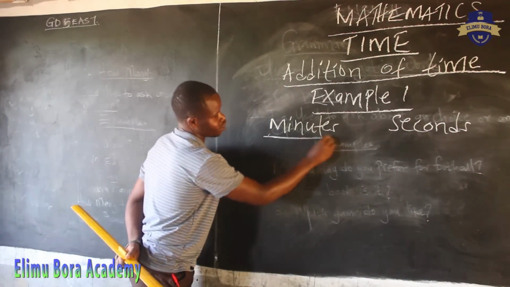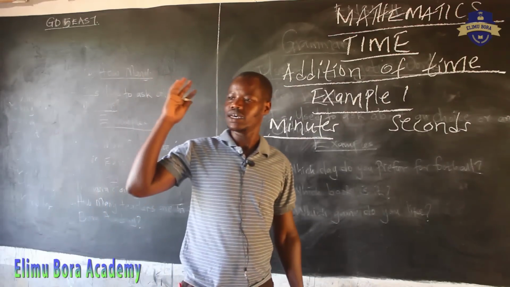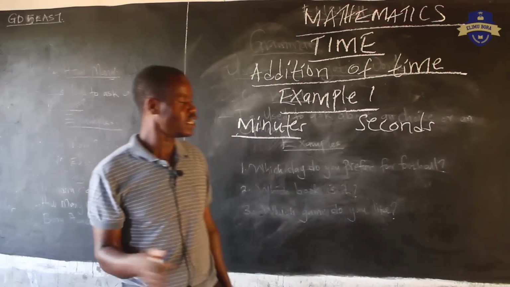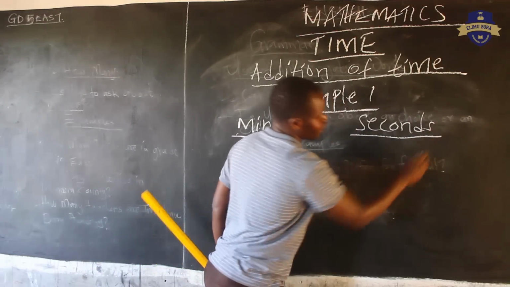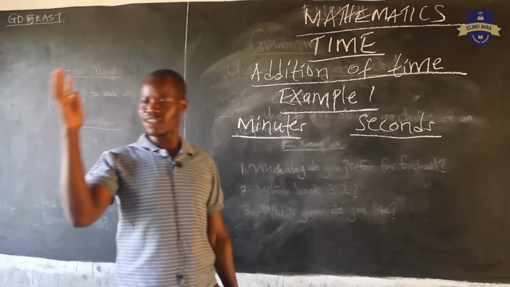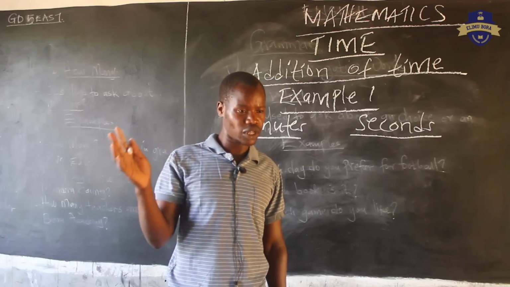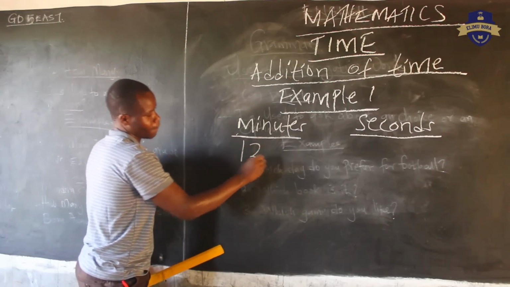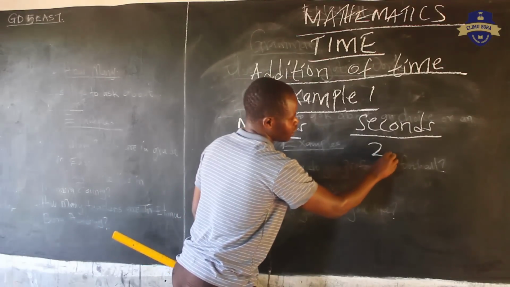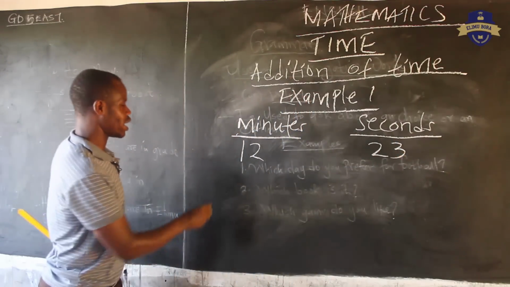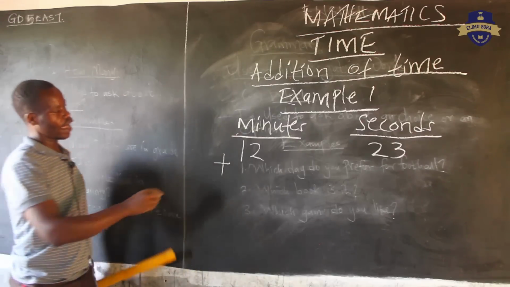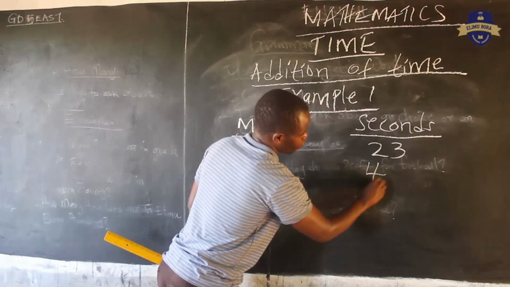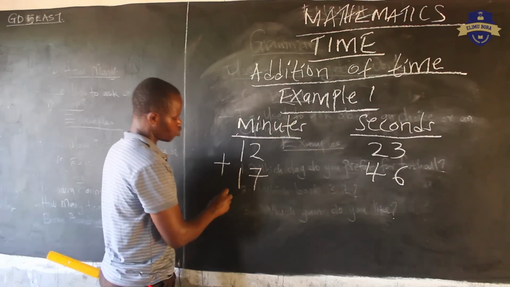So seconds should not exceed 60, because 60 seconds is the same as 1 minute. So you have been given 12 minutes and 23 seconds, and you are supposed to add 17 minutes and 46 seconds.